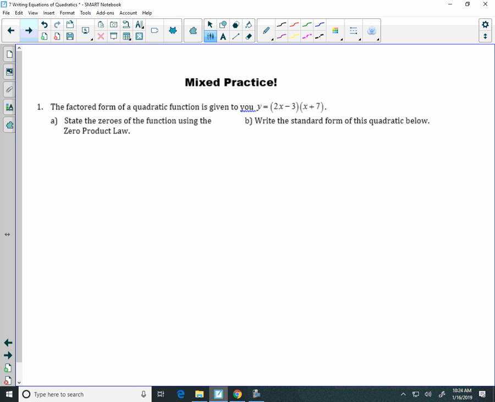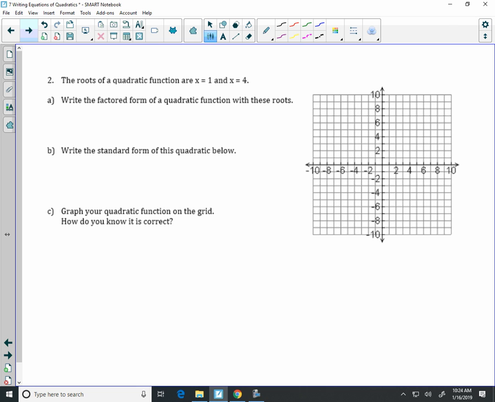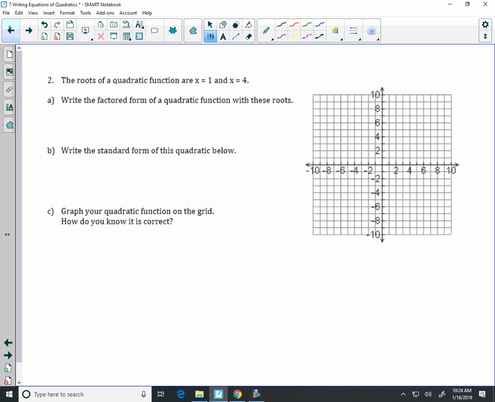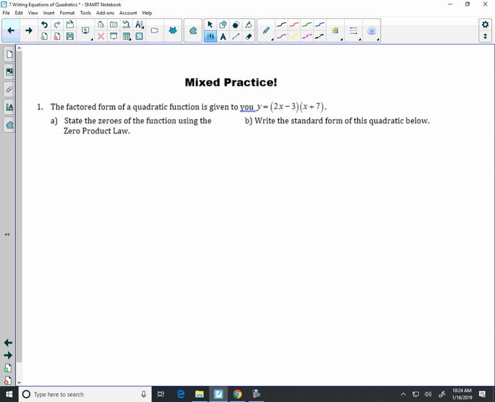All right, go ahead and try the mixed practice. The solution for this is posted on Canvas. So go ahead and take a look at the solutions if you need to check your work. As always, Mrs. Margroff and I are here to help as well.